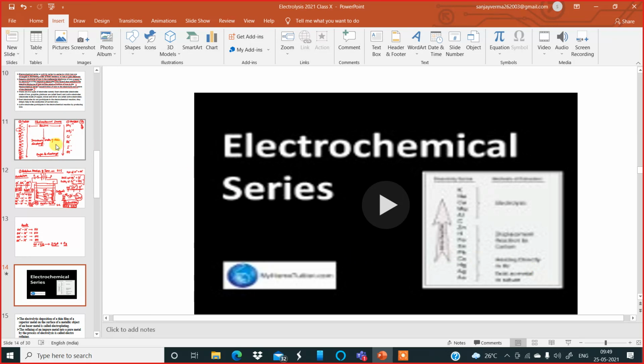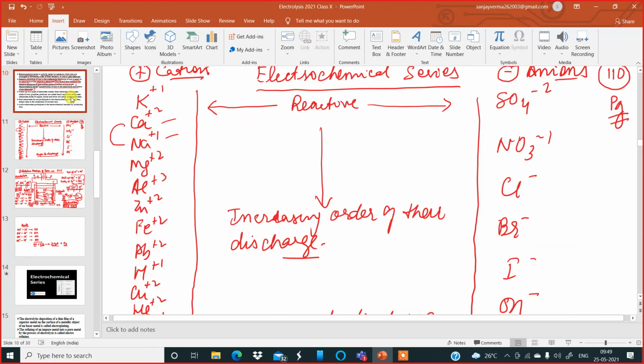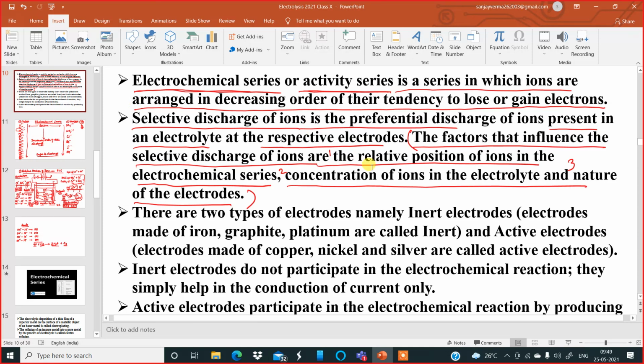Okay, now let us go to the next point in the previous slide. Before going to the next point, there is a second factor influencing the selective discharge of ions, that is the concentration of ions in the electrolyte. And the third one is the nature of the electrodes. Now I think it is almost time, so these two factors I will explain in the next class. Okay, am I clear?